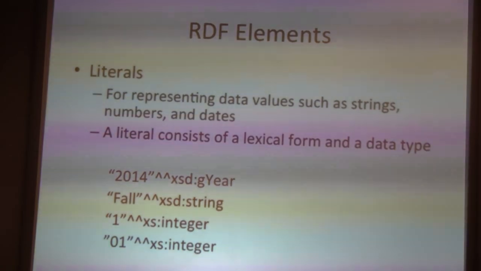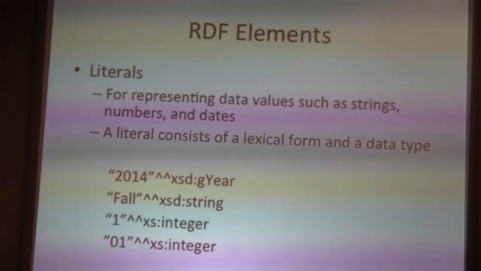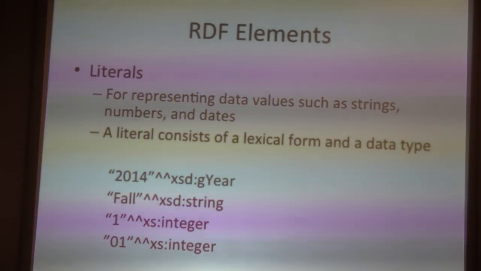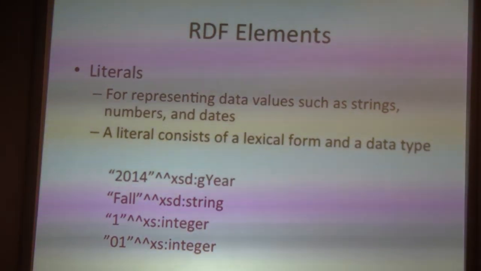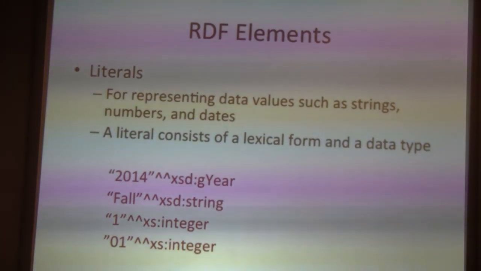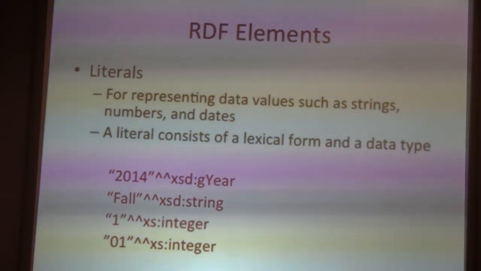So the first element of the RDF is the URI for the resources. The second type of element is the literal. We need to use the literal type when we need to represent the attribute or the property of a resource. For example, I want to say the year 2014 or the fall.